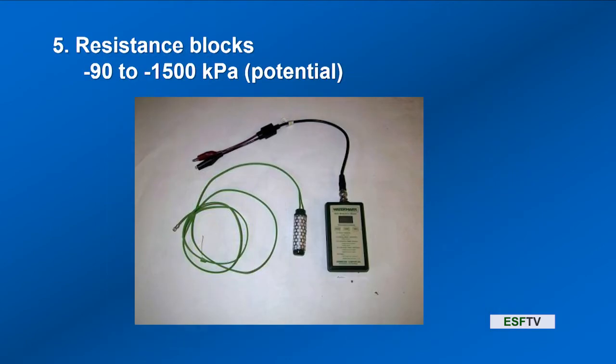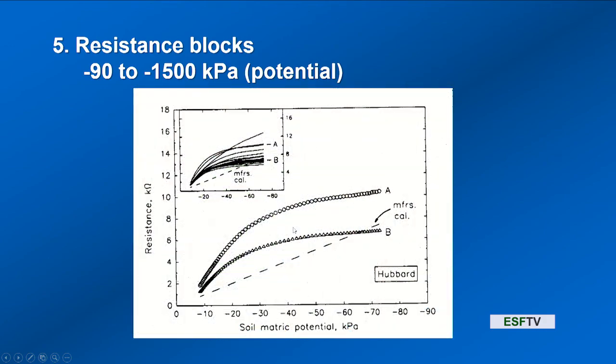Resistance blocks. These are cheap, but they're not so accurate. They range from minus 90 to minus 15 kilopascals. Essentially what you have here is gypsum, and then you have wires going into them to measure a difference in voltage. Now the difference in voltage across the positive and negative is proportional to the moisture, and they get a nice little readout. These gypsum blocks are very cheap, but they dissolve over time, and they're not so accurate. So if you're doing work that requires high accuracy for research, you wouldn't use one of these, but they're probably all right for irrigation.